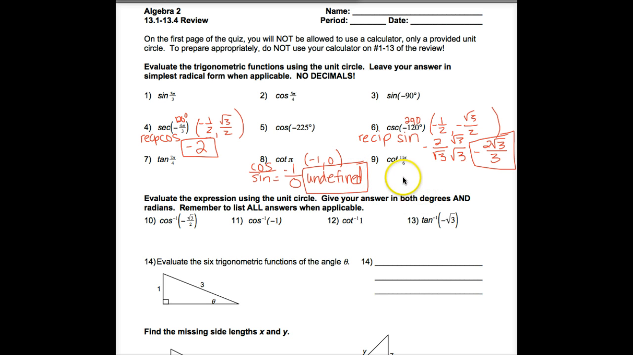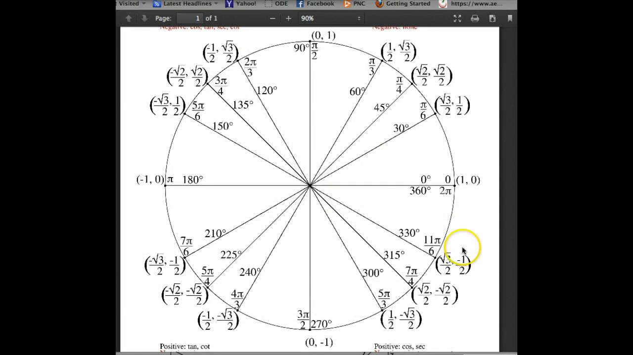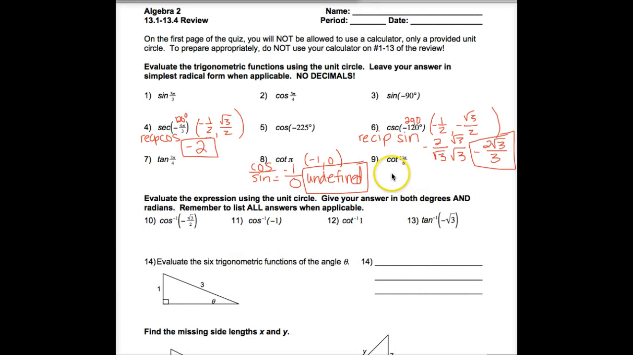All right, last one for this section. I think we've gotten the picture pretty well. I'm going to do number 9, the cotangent of 11 pi over 6. So first, go to your unit circle, find 11 pi over 6. That's an easy one because it's right there. It's not negative or anything. So radical 3 over 2, negative 1/2 is the ordered pair.